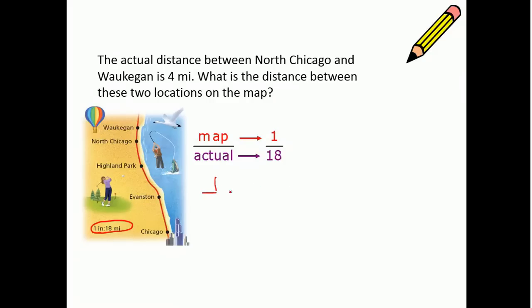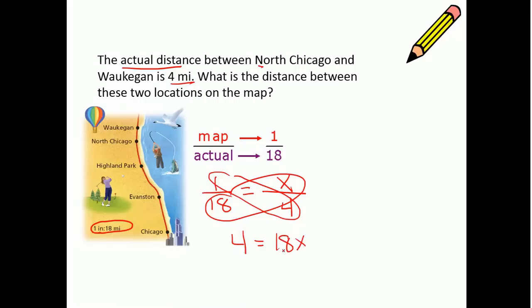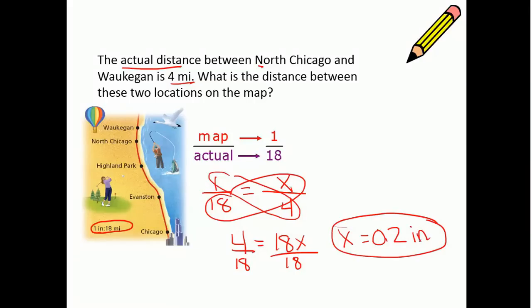So I have 1/18 equals. Now, I'm told the actual distance between these two places is 4 miles. So I'm going to go over actual. I don't know the map distance; I want to know the distance on the map. So x over 4, because we're going map over actual, right? Let's multiply. So I got 4 equals 18x. Looks like I have to divide by 18. So x equals 0.2, if I did that on my calculator right. And my map is in inches. So on my map, the distance between these two places is 0.2 inches.